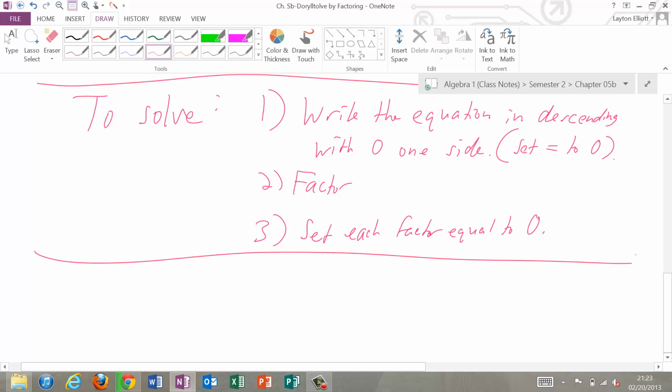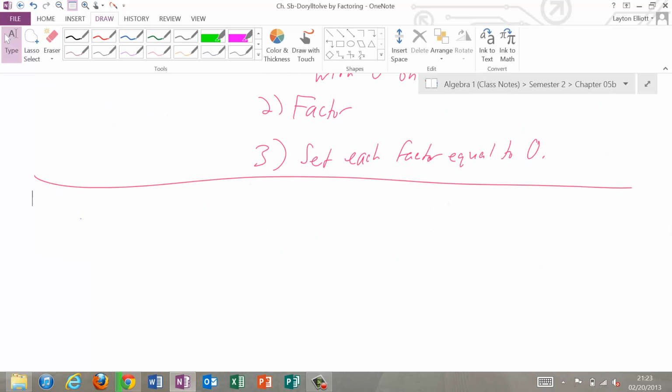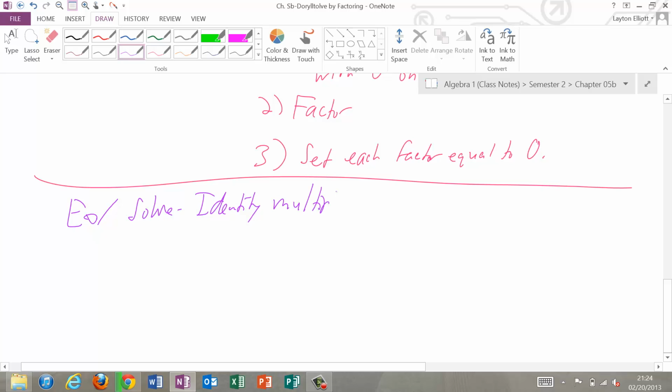So that's the essence behind the zero product property in solving. Let's go ahead and do some. Our example set that we're going to do here is to solve and identify multiple roots. And I'll explain what that means here in a sec. Number 1, I have (2c - 1)(c + 4)² = 0.